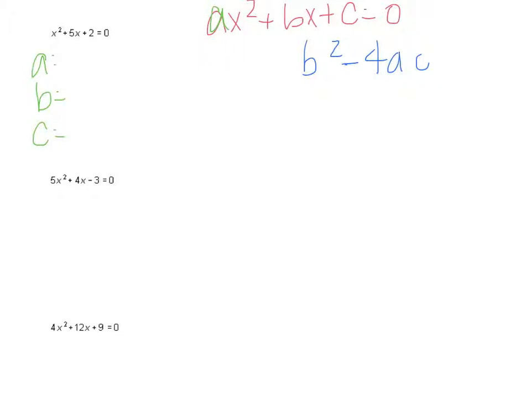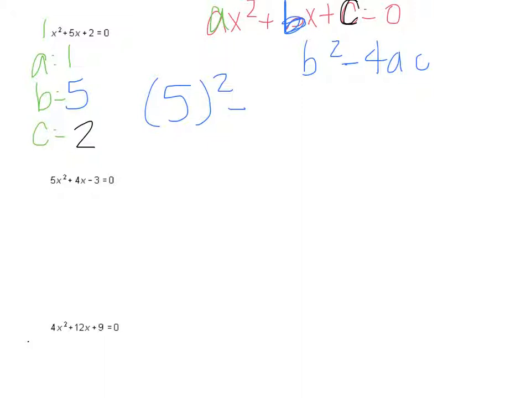A is just the number in front of x squared, in this case a 1. B is the number in front of x. It's right here. So b in this case is 5. And c is this number on the end by itself, which in this case is 2. So then we put it in our discriminant formula. The discriminant formula says b squared, so that would be 5 squared. And we always need to put these numbers in parentheses. Exponents go outside, the number just goes in the parentheses.